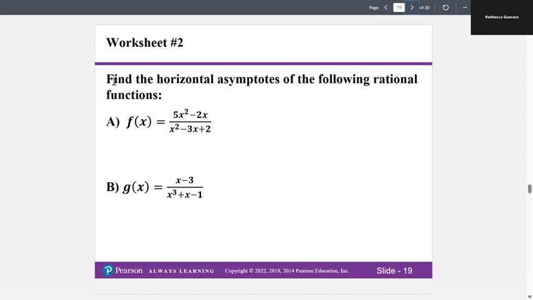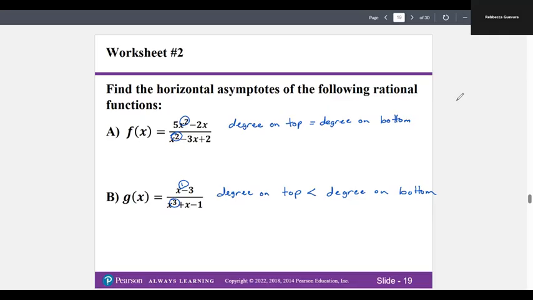So the next question is to find the horizontal asymptotes of the following rational functions. You have 5x squared minus 2x over x squared minus 3x plus 2, and then x minus 3 over x cubed plus x minus 1. For the first, we have a degree 2 polynomial on top and bottom, so we just use the leading terms. Our horizontal asymptote is y equals 5 over 1, or just y equals 5.